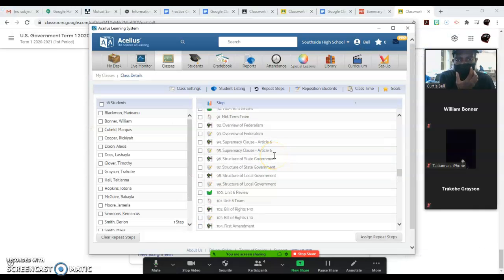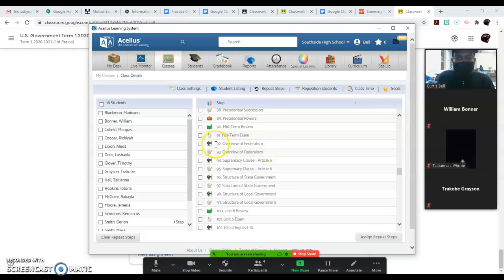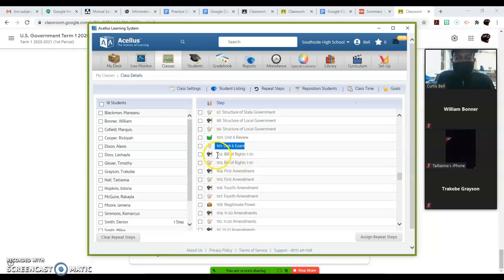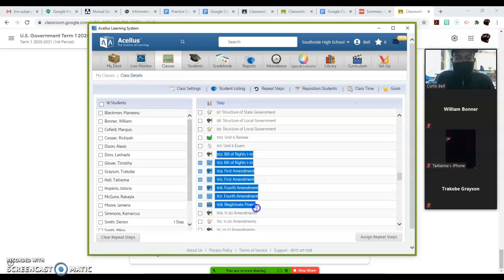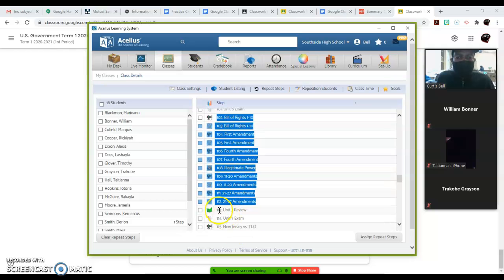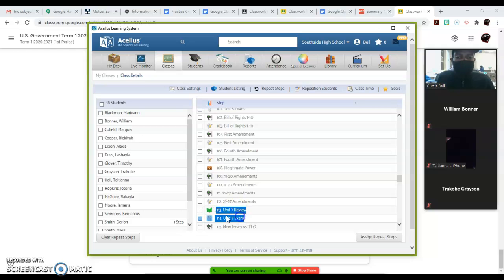As you see, the overview of federalism is 92. You're going to just make sure that's done. In Unit 6, that was yesterday, I think. Today you have the Bill of Rights, 102 to 112. If you have not done it already, this was under day 18. It should already be done. So today, if you've done that, just do the Unit 7 review and the Unit 7 exam, and that will be all in Acellus, okay?